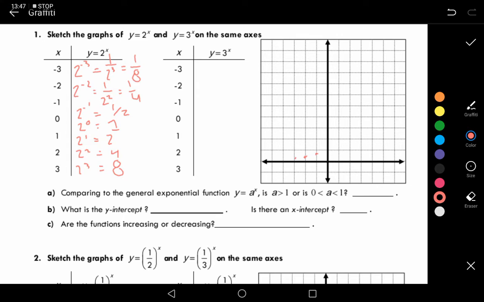-3, -2, -1. 0 is 1, so we're going to be right there. Then 1 is 2. 2, 4. And 3, 8. So 4, 5, 6, 7, 8. Okay, beautiful. Obviously, try your best here to connect those dots in a curve.